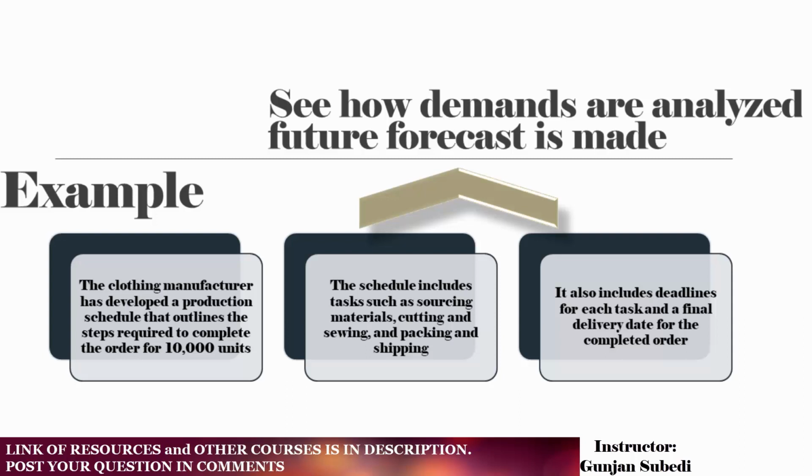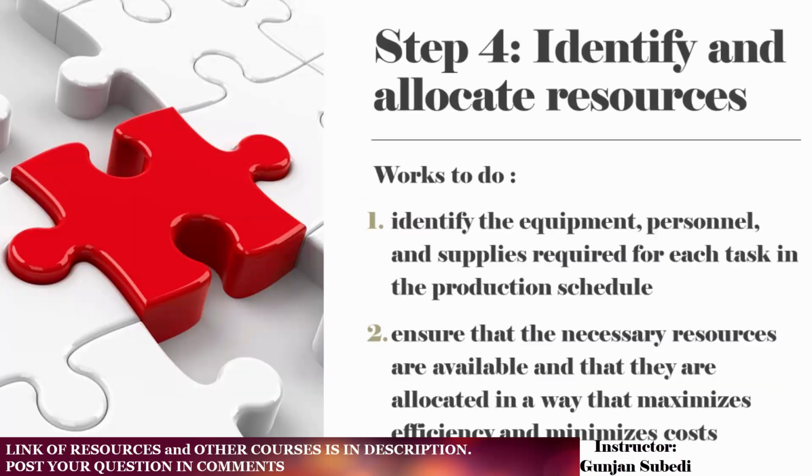For example, the clothing manufacturer has developed a production schedule that outlines the steps required to complete the order for 10,000 units. The schedule includes tasks such as sourcing the materials, cutting and sewing, and packaging and shipping. It also includes deadlines for each task and a final delivery date for the completed order.